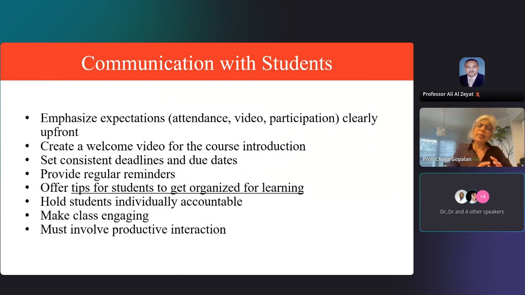Main thing to make it be successful is communication with students. Emphasize expectations like attendance, video, participation clearly upfront. Create a welcome video for the course introduction. Set consistent deadlines and due dates. Provide regular reminders. Offer tips for students to get organized for learning. Hold students individually accountable. Make class engaging, and must involve a productive interaction.